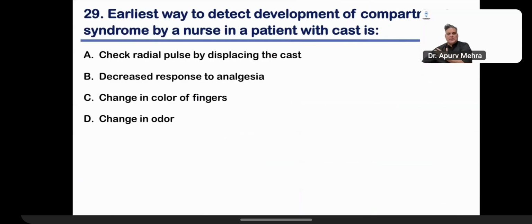The earliest sign of compartment syndrome noticed by a nurse in a patient with a cast is decreased response to analgesia. Pain out of proportion to the injury is the earliest symptom.